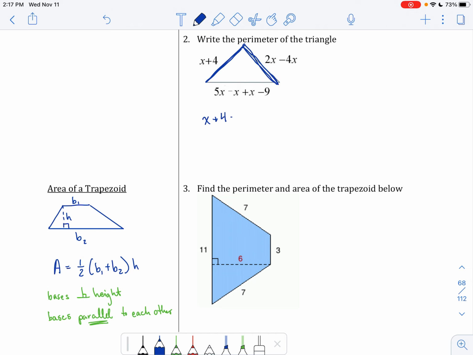The next one is 2x minus 4x, the bottom, so this would be one side, plus 5x minus x plus x minus 9. And we're not solving for this, we're just writing it. You're going to run into this problem in your textbook as well. You're not having to solve for x, you're just going to simplify your like terms. And this is a really important idea to practice.